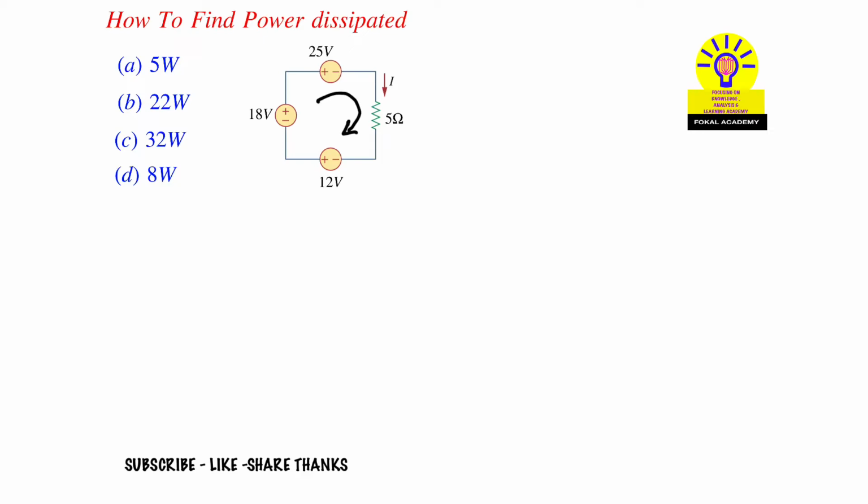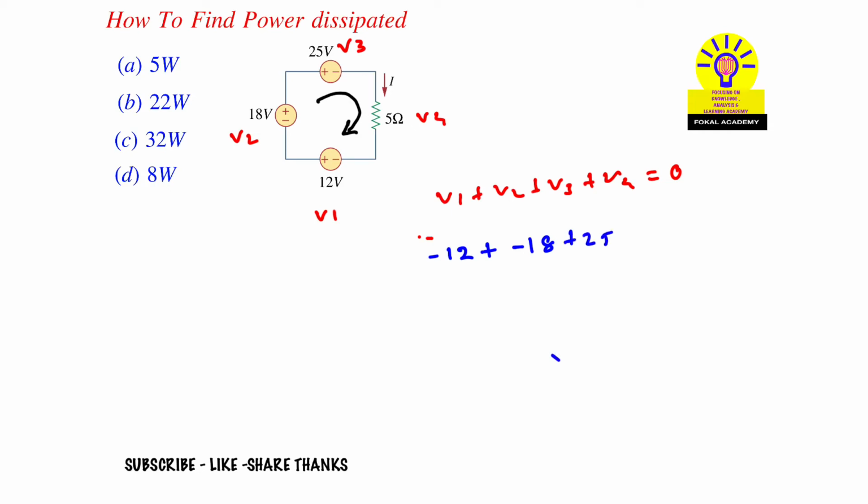Now this is V1, this is V2 and this is V3. So according to KVL, V1 plus V2 plus V3 and this is V4, plus V4 equal to 0. In V1 the current was entering at the minus sign, so that's why it is taken as minus 12 plus, and in V2 the current is entering at minus, so that's why it is taken as minus 18, and here plus sign, so plus 25, plus, in this the current is I, so 5 into I, that is the V4 voltage, that's equal to 0.